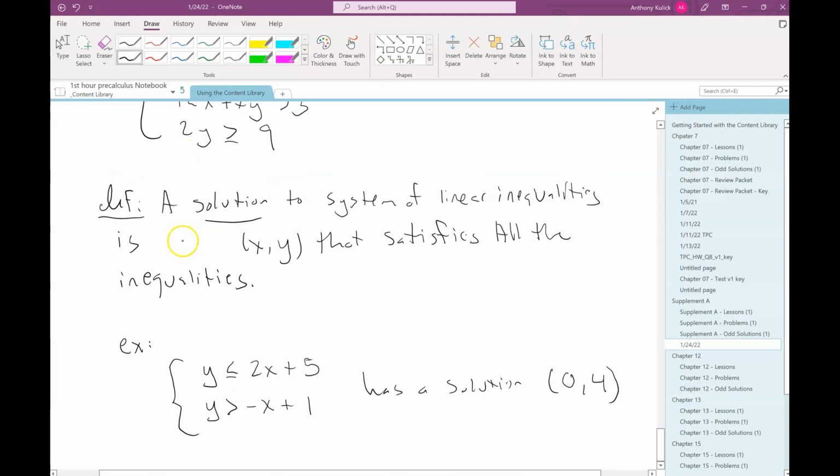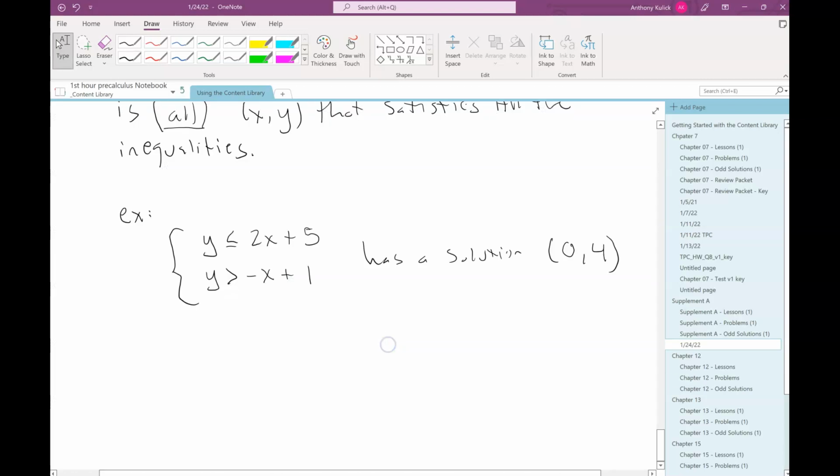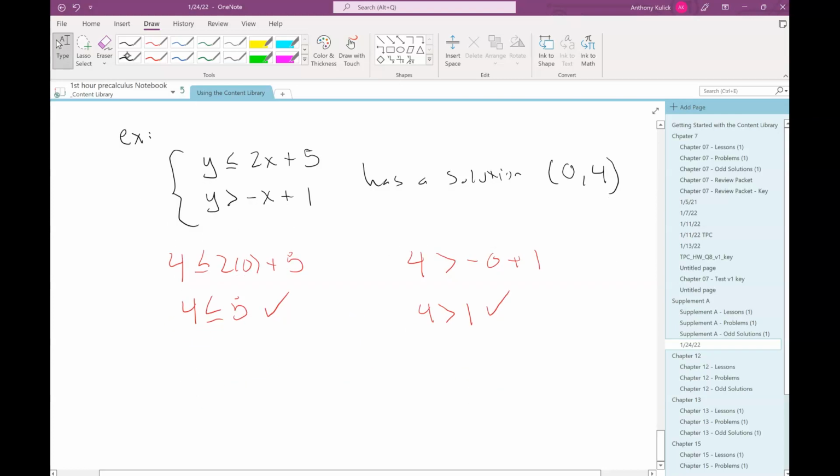We should probably, instead of saying "and," we should say "all." Okay, so what does this mean? If I take my first equation and I plug my point in, I get 4 is less than or equal to 5. So that's true. And if I plug into the second equation, I get 4 is greater than 1. That's true. So (0, 4) is a solution.